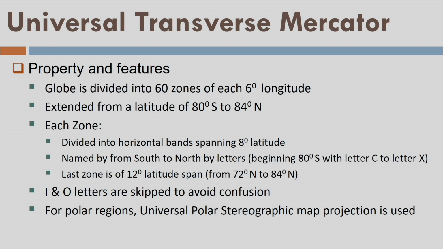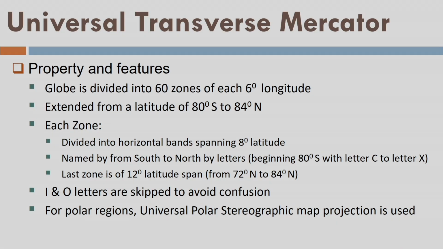So the properties and features are: the globe is divided into 60 zones, that is, the ellipsoid is divided into 60 zones, each of 6 degrees longitude. So I have 60 such zones, each of width 6 degrees longitude, all along the equator. It extends from a latitude of 80 degrees south to 84 degrees north. That means these vertical zones extend from 80 degrees south to 84 degrees north.